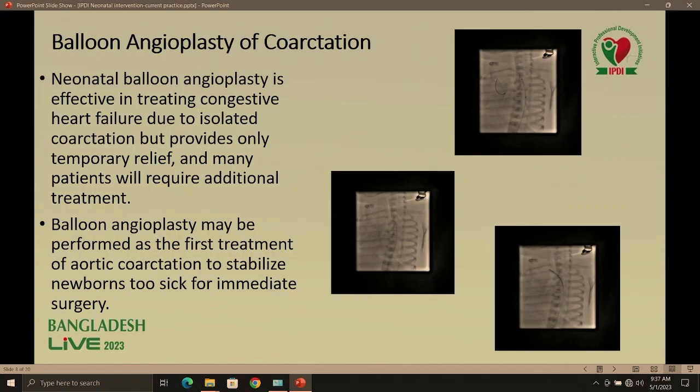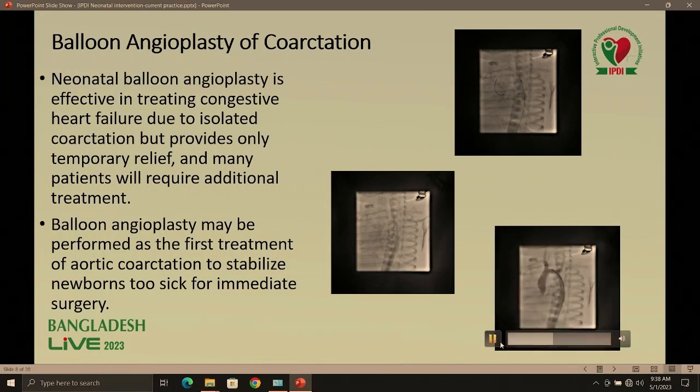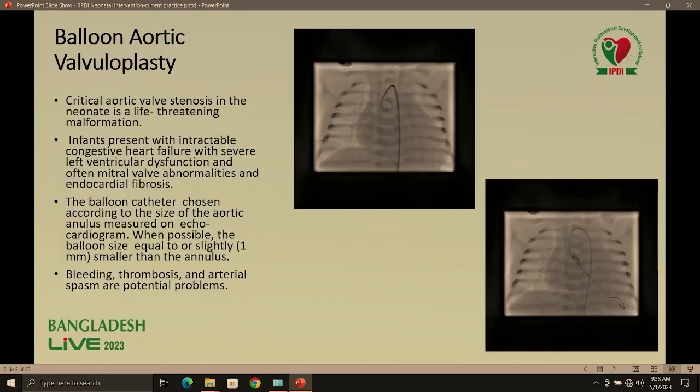Neonatal balloon angioplasty is effective in treating congestive heart failure due to isolated coarctation, but provides only temporary relief. This balloon angioplasty may be performed as a first treatment of aortic coarctation to stabilize the neonate who is too sick for immediate surgery. These procedures are not that technically difficult, but getting the femoral artery access will sometimes be difficult, and some authors have described the axillary artery for this procedure.